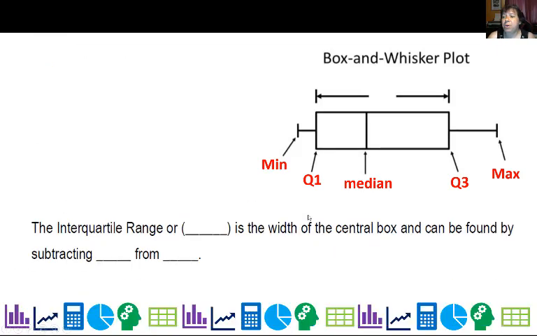Okay, so there's another important thing we need to know about this, which is called the interquartile range, or it's the width of the central box. So if it's from here to here, I can find the width by subtracting Q1 from Q3.